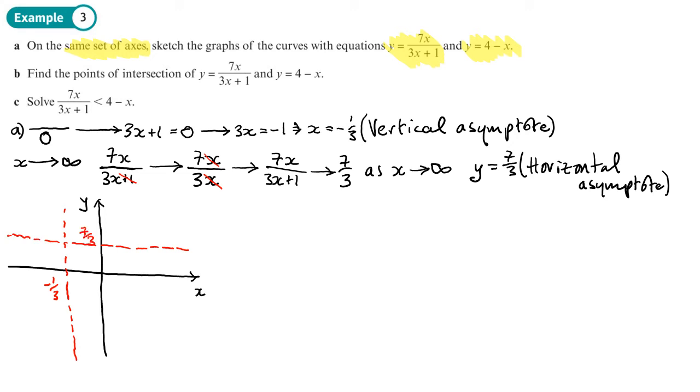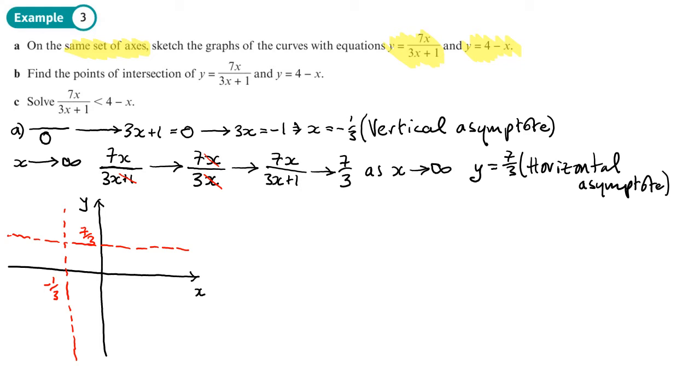Now the next thing we need to do is to work out where the bits of the graph occur, which quadrants of the asymptotes they occur in. So do I have a bit up here and a bit down here, or do I have a bit over here and a bit over here? That's what I'm going to work out now, and the way that I do that is by working out where the graph crosses the axis.